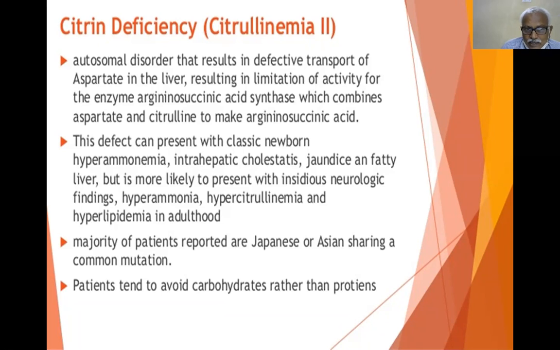Majority of patients reported are Japanese or Asian, sharing a common mutation.